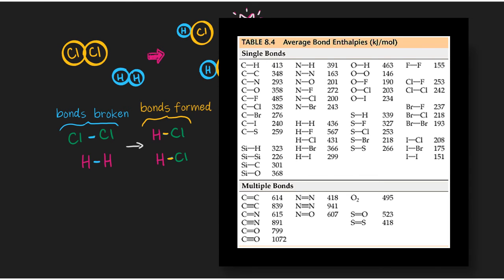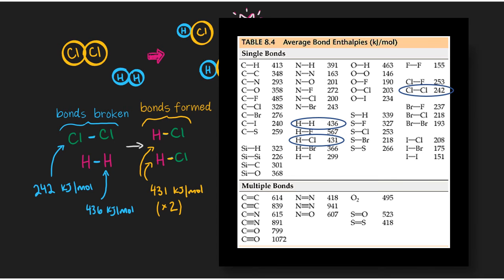So here's a table of bond energies that were measured experimentally. If you want to, pause the video for a moment to see if you can find the three bonds from our reaction on this table: H-H, Cl-Cl, and HCl single bonds. So here they are. Cl-Cl requires 242 kilojoules per mole to break. H-H requires 436 kilojoules per mole to break, and then the HCl single bond requires 431. In this reaction, we're dealing with 2 moles of HCl though, so we would double that number in our calculation.